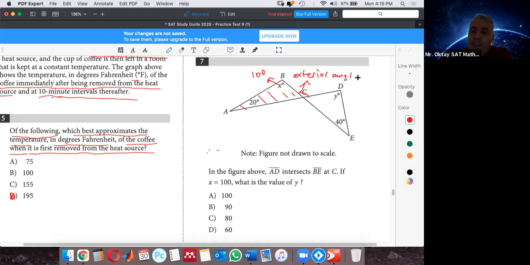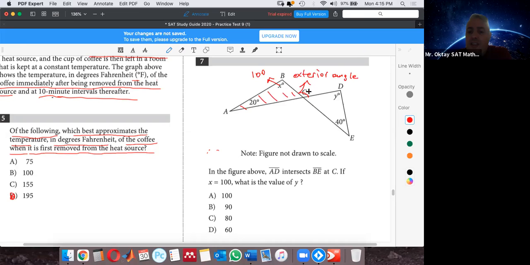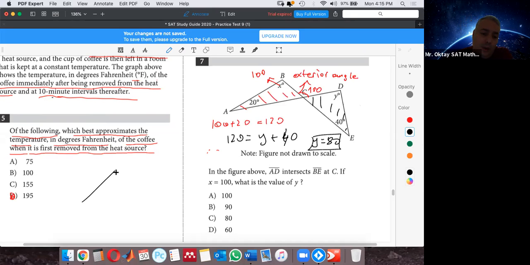So what is the exterior angle formula? It is the sum of the non-adjacent interior angles, which is 100 plus 20, which is 120. So this is 120. Now, is this also an exterior angle for this angle? Yes. So 120 equals y plus 40. So y is equal to 80. Understand this way? It is a very important formula.